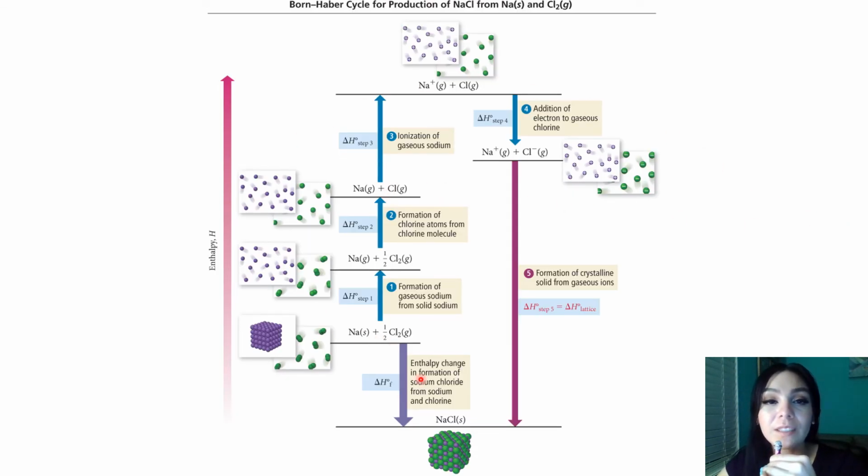Here we are showing the different steps. Whenever ionic compounds form, you actually have a series of steps. You have to have things be gaseous, then they have to ionize, and then they have to come together. Again, this has to do with Hess's law, and we actually call this the Born-Haber cycle for producing NaCl from solid sodium and chlorine gas.